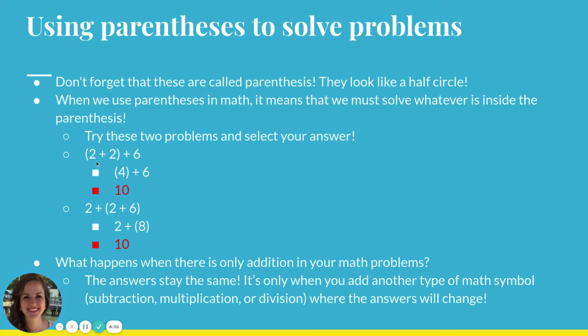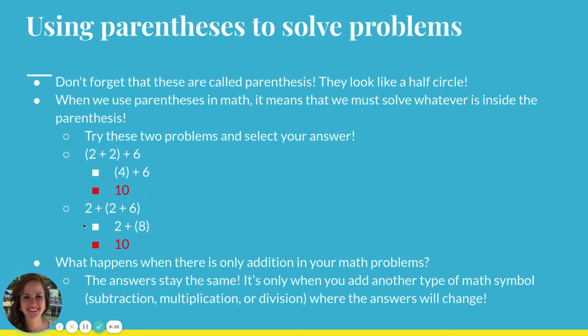So we have 2 plus 2 plus 6. Well, then we saw that when we did what was inside the parentheses first, we got 4. Okay, and then we just brought down what was left over. The plus 6 is just still chilling out. It's on the side. So now we have 4 plus 6. 4 plus 6 is 10.